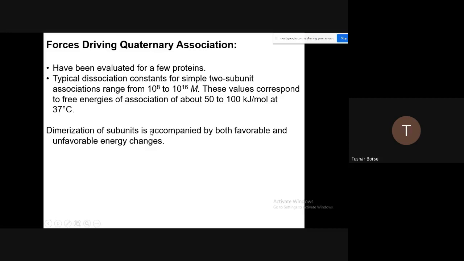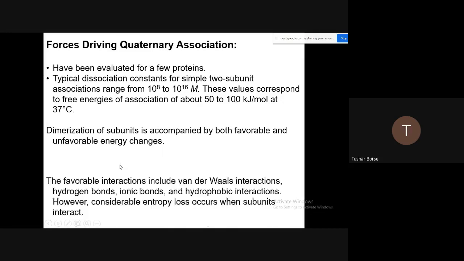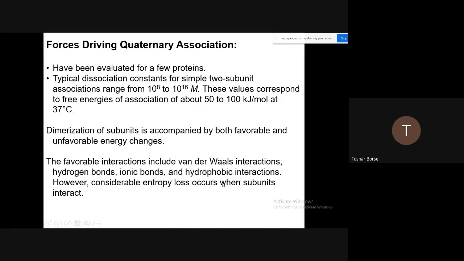Now this dimerization or association between the subunits, as we have seen, could be accompanied by both favorable as well as unfavorable energy changes. Means if there are two different subunits, there could be a repulsion. But if they are identical, there could be an attraction, and the association may take place. Now here the favorable interactions are what? All the non-covalent interactions that we have discussed. So it could be the van der Waals interaction, hydrogen bonds, ionic bonds, hydrophobic interactions, etc.